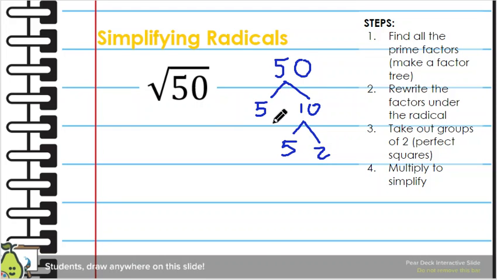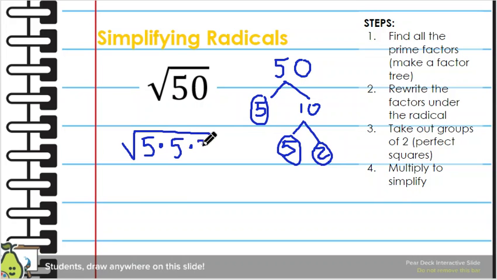Now I'm going to rewrite my factors underneath my radical sign, and I only want to write the prime numbers, like these 5s and this 2. I don't want to write that 10 because at 10 we broke down more. We're just looking at the bottom of our trees. So I have 5 times 5 times 2 under my radical. If I multiply this, 2 times 5 is 10, and 10 times 5 is 50. I get back to that 50.